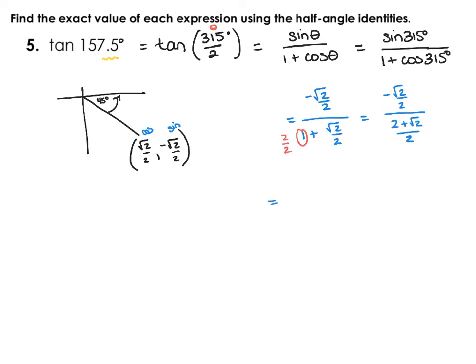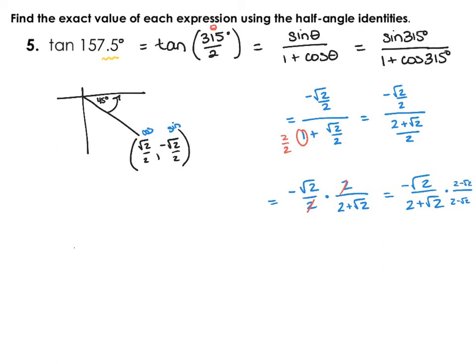Now I'm going to do keep change flip, so negative square root of 2 over 2 times 2 over 2 plus the square root of 2. Nicely, these guys cancel out, and now I have negative the square root of 2 over 2 plus the square root of 2. So this is all fine and dandy, except that now I need to multiply to get rid of the radical in the denominator. So I'm going to multiply both the numerator and the denominator by 2 minus the square root of 2.